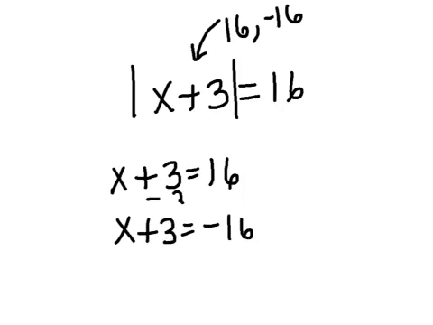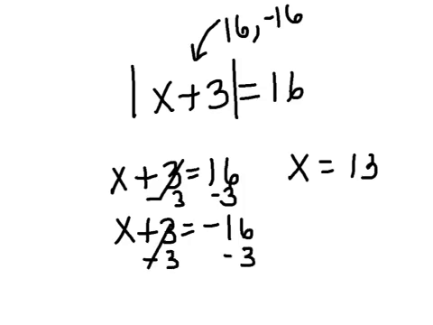Well, if I subtract 3 from this side, in this case I'm going to have x, this cancels out, and x is equal to 13. If I subtract 3 from this equation, I have this canceling out, and x is equal to negative 19. Let's just put these back in the equation and see if they work.